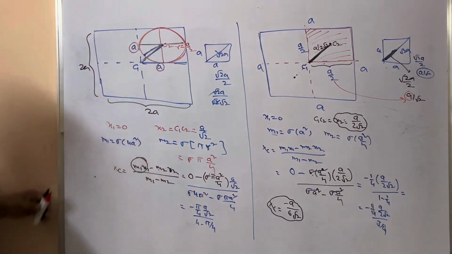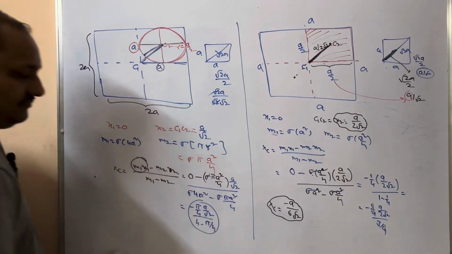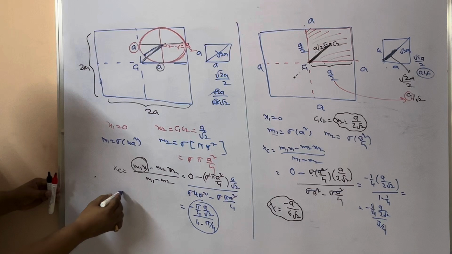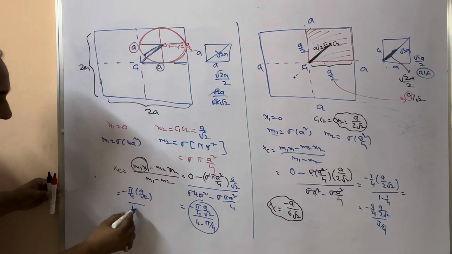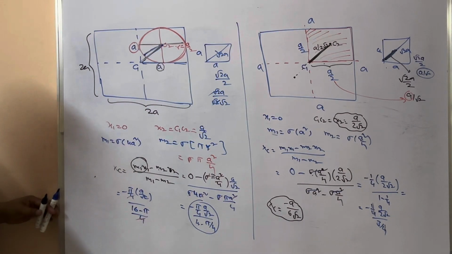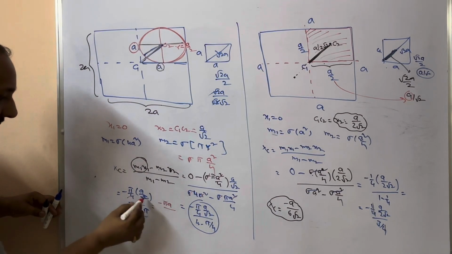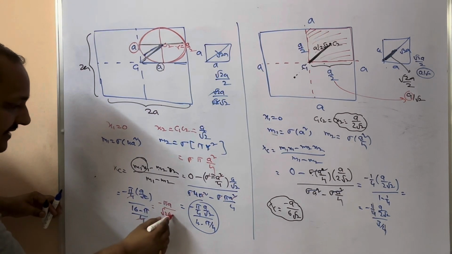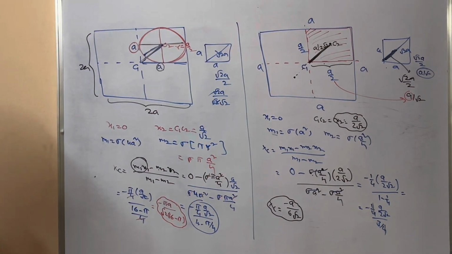pi by 4. Correct? So you can take the LCM and solve this. Minus pi by 4 a by root 2, 4 fours are 16, 16 minus pi by 4. Therefore the 4 will be cancelled. So the final answer is minus pi a by root 2 times 16 minus pi. So this is the final answer. It is going to shift, isn't it? Like this, we can do it for a removed portion.